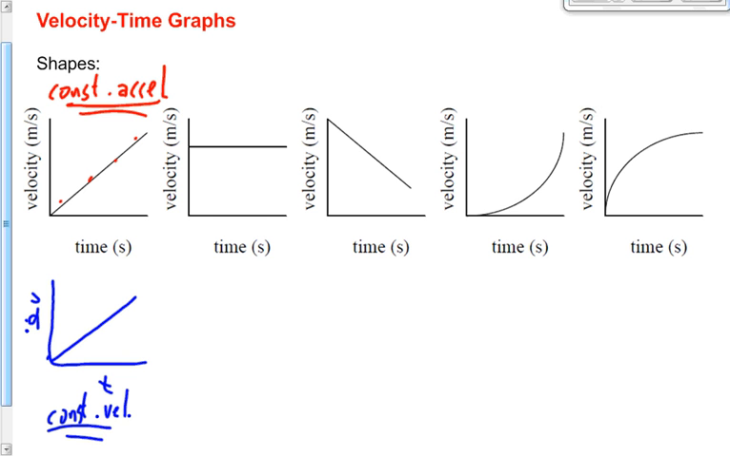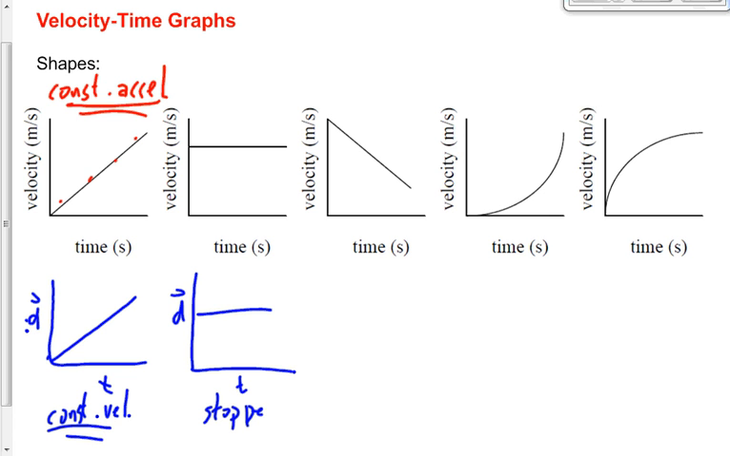Okay, next one. Let's say we had a position time graph that looked like this. What does that represent? You guys can get this one, right? What's that one represent? Right, it's stopped. It's not moving.